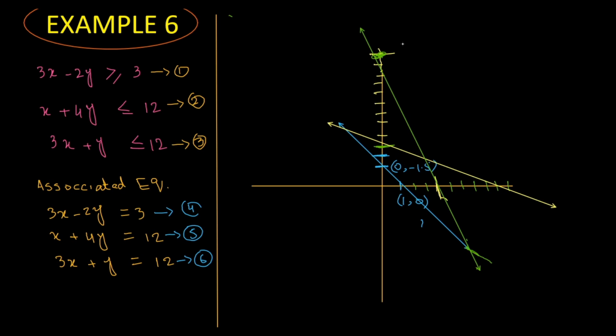Okay, and now the test points. The next is test point. If I put x is equal to 0, y is equal to 0 over here, then it means that 0 is greater than or equal to 3, which is false. So it means that this line, the first line that we have drawn, has its solutions away from origin. Away from origin means the upper closed half plane.